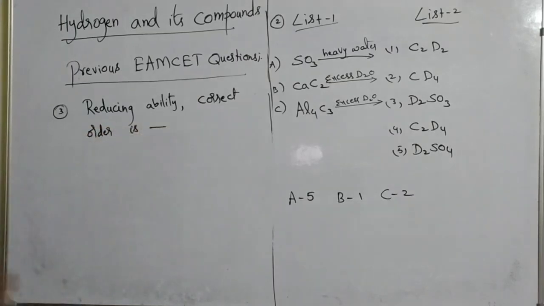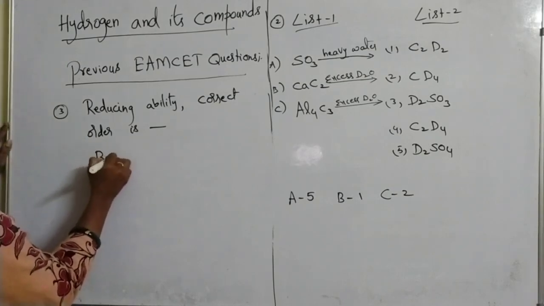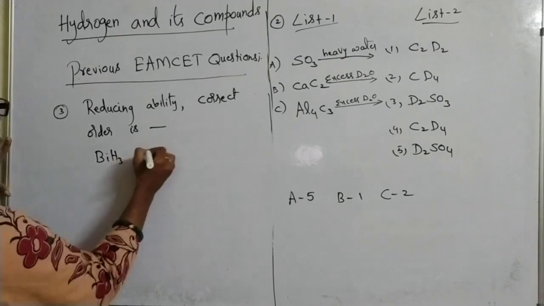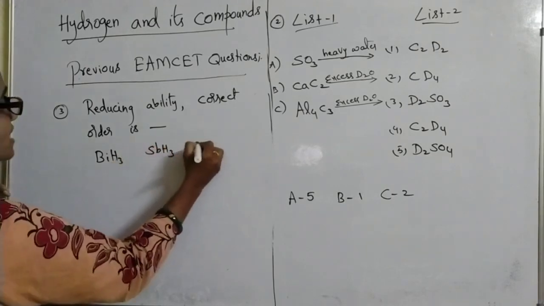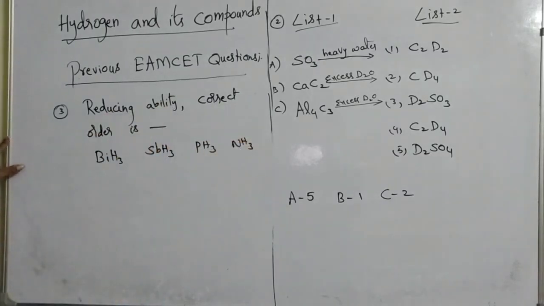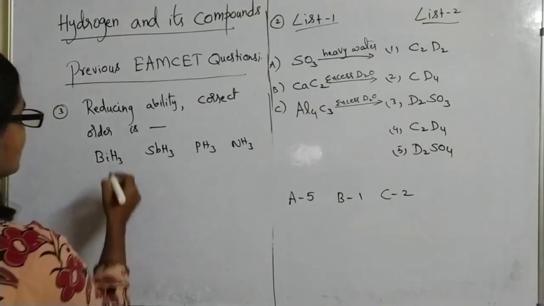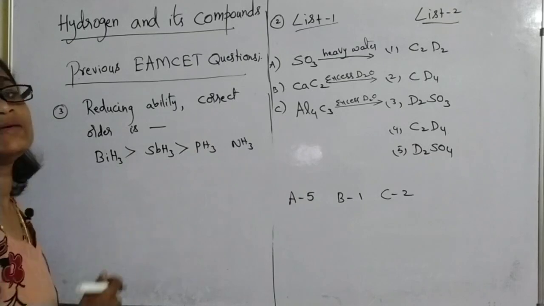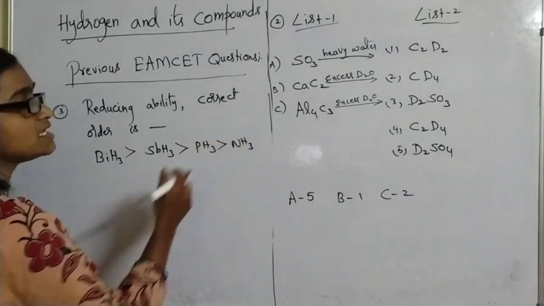Okay. So here in the options, you have to write the decreasing order of reducing ability. I'll give you the comparison later. The options are BiH3, SbH3, PH3, NH3. Reducing ability will be more for BiH3, bismuth hydride, then antimony hydride, PH3 means phosphine, and NH3 is ammonia.